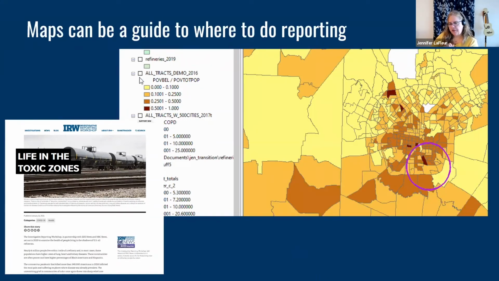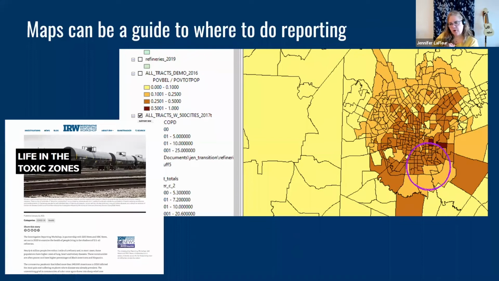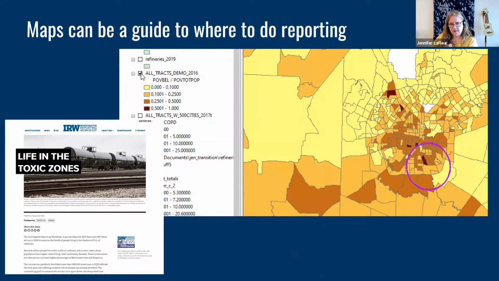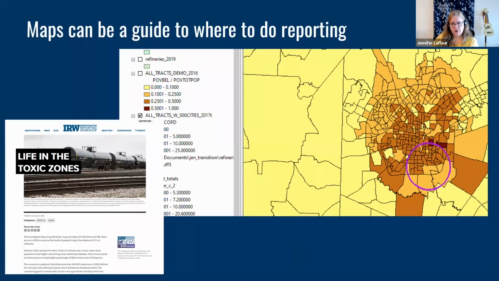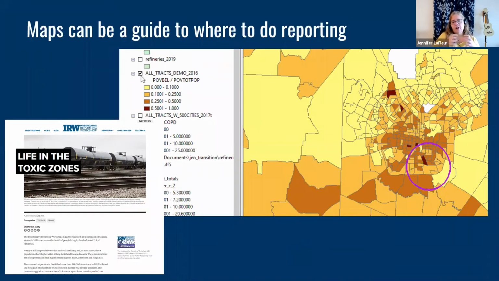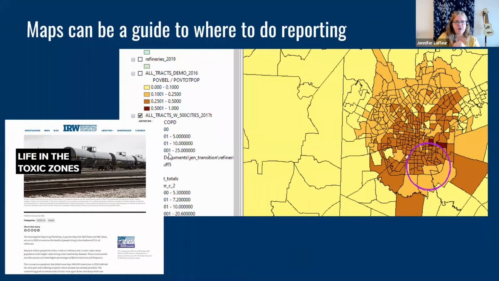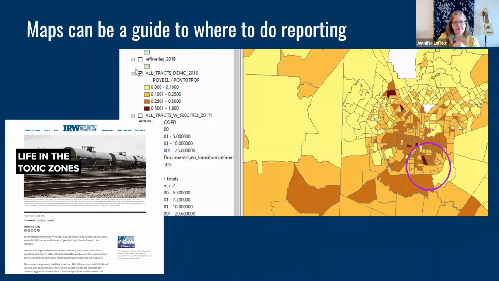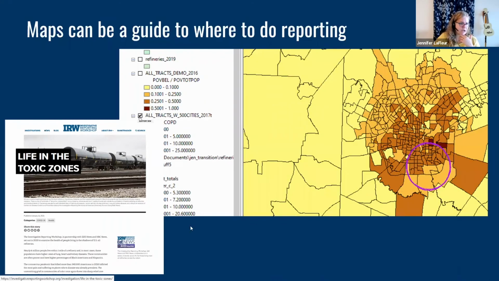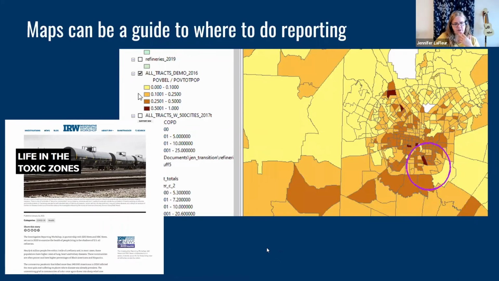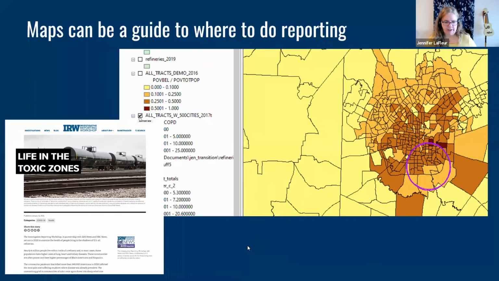And we also wanted to look at health data. So one version of this is the percent of people that have chronic lung disease. And the other one is the percent of people living below poverty. So you can see that there tend to be more clusters of those populations near the refinery. And then we use these maps to identify the places where we wanted to go out and do further reporting. So we did a series of stories about life in the toxic zones and about those areas. But the maps are what we started with to identify where we should do reporting.